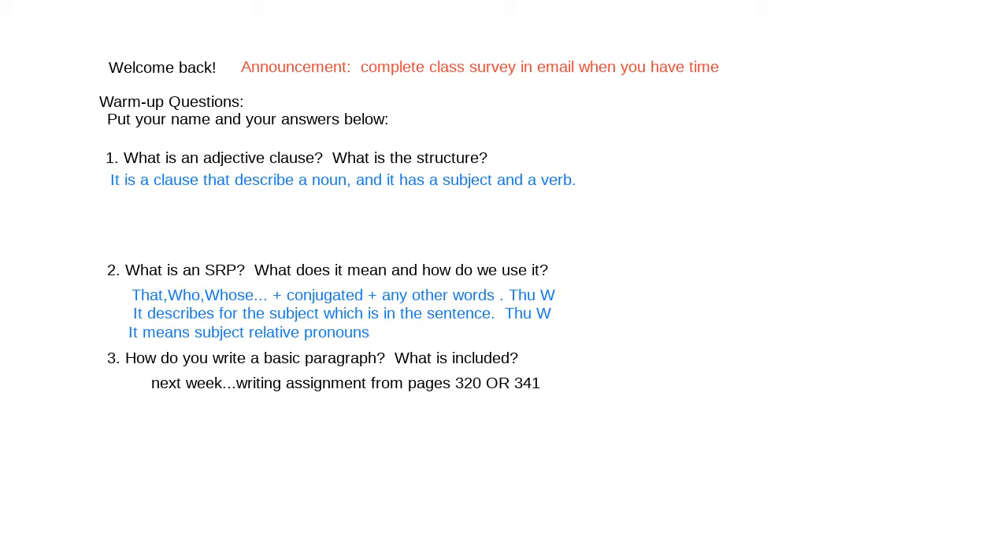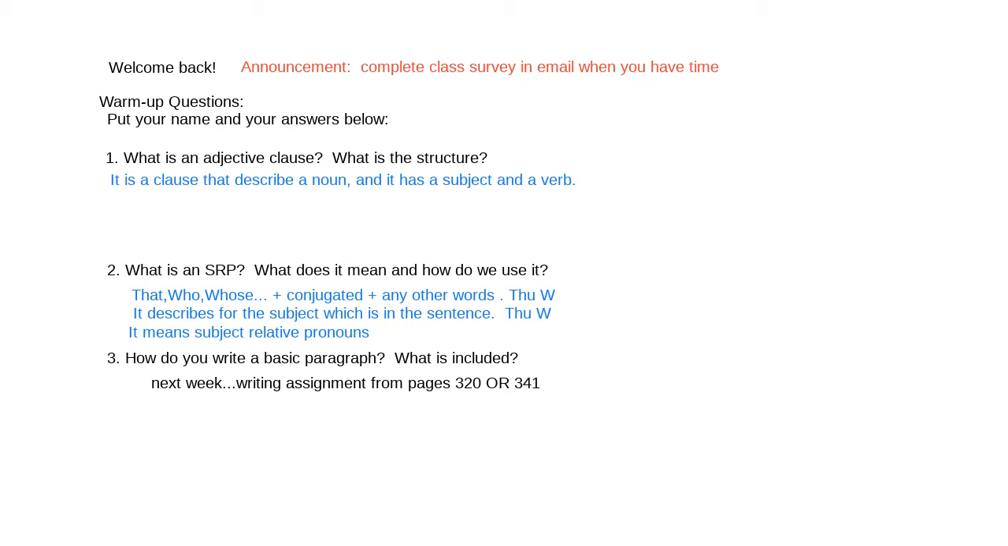So let's go to the warm-up. We talked on Tuesday about adjective clauses. And so here I'm asking the definition. What is an adjective clause? And somebody put, it is a clause that describes a noun and it has a subject and verb. That is correct.